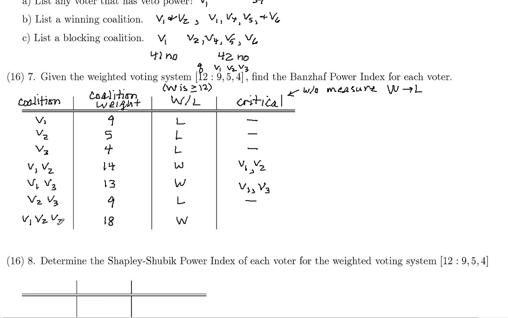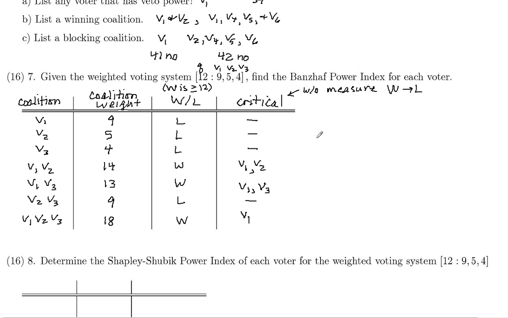And then if we get all 3 voters together, you ask, okay, can anyone withhold their vote and have it still pass? If voter 1 withholds their 9, we've only got 9 left here. Not enough to pass, so voter 1 is critical. If voter 2 withholds their 5 votes, we've still got 9 and 4, 13, which is enough to pass. So they're not critical. And if voter 3 withholds their 4 votes, we've still got 9 and 5, 14. That's enough to pass.